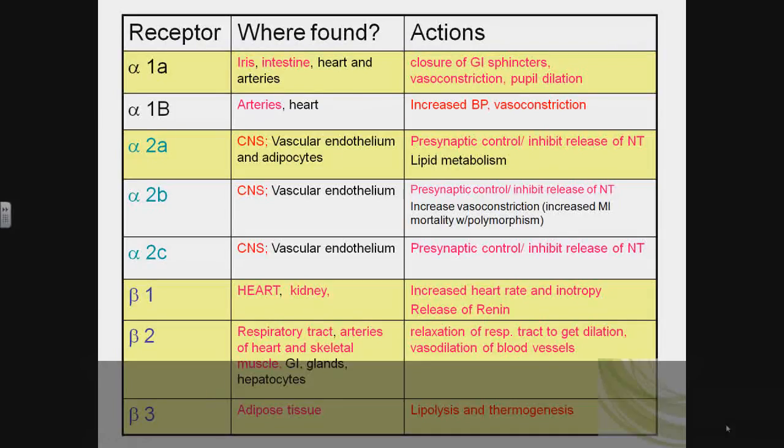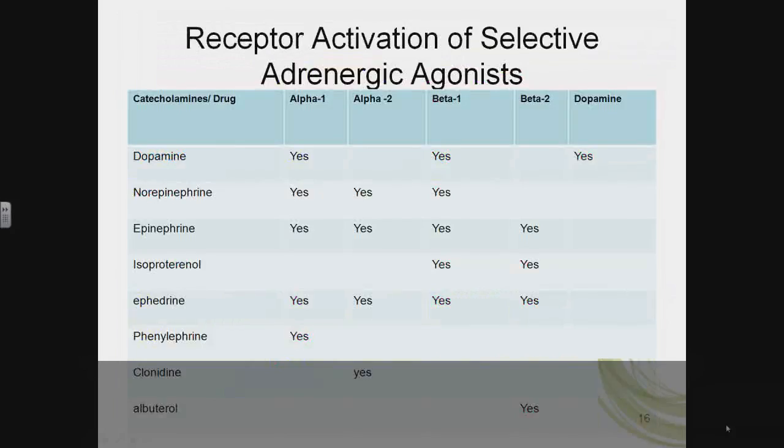In the next video, I will continue on with drugs that can target the adrenergic receptors, drugs that can act as agonists, and then as the video continues on, you'll learn about antagonists that target the adrenergic receptors.